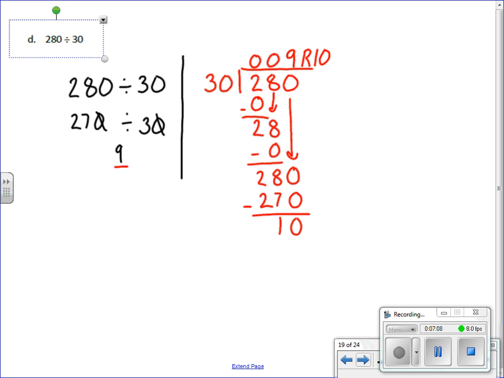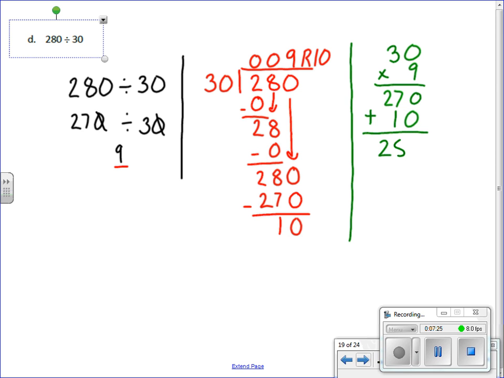Now we're going to go through and check it. We're going to take our divisor of 30, multiply it by 9. 9 times 0 is 0. 9 times 3 is 27. So I've got 270. I'm going to add on my remainder of 10. 270 plus 10 is 280. And if I check, my check matches my dividend. So I know that I'm good on letter D.